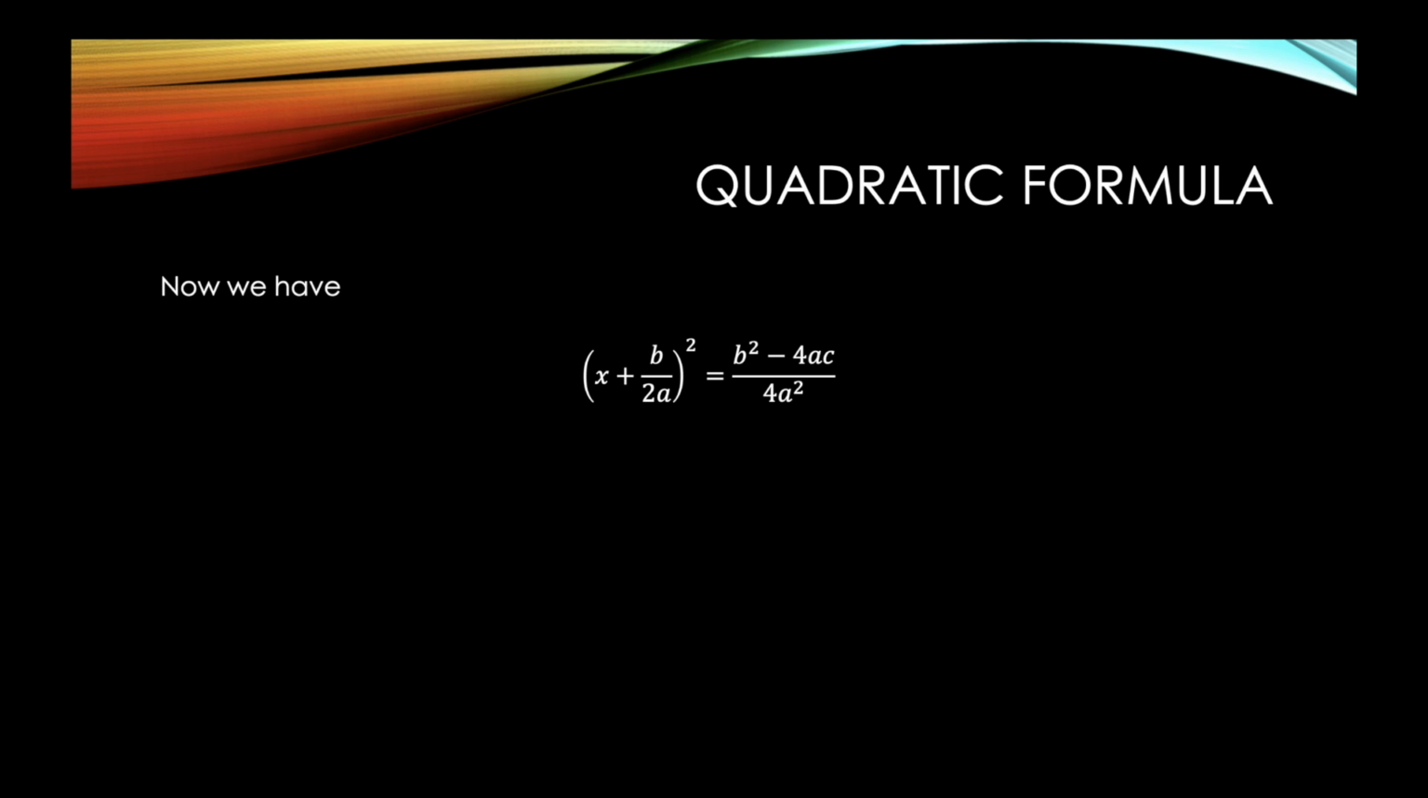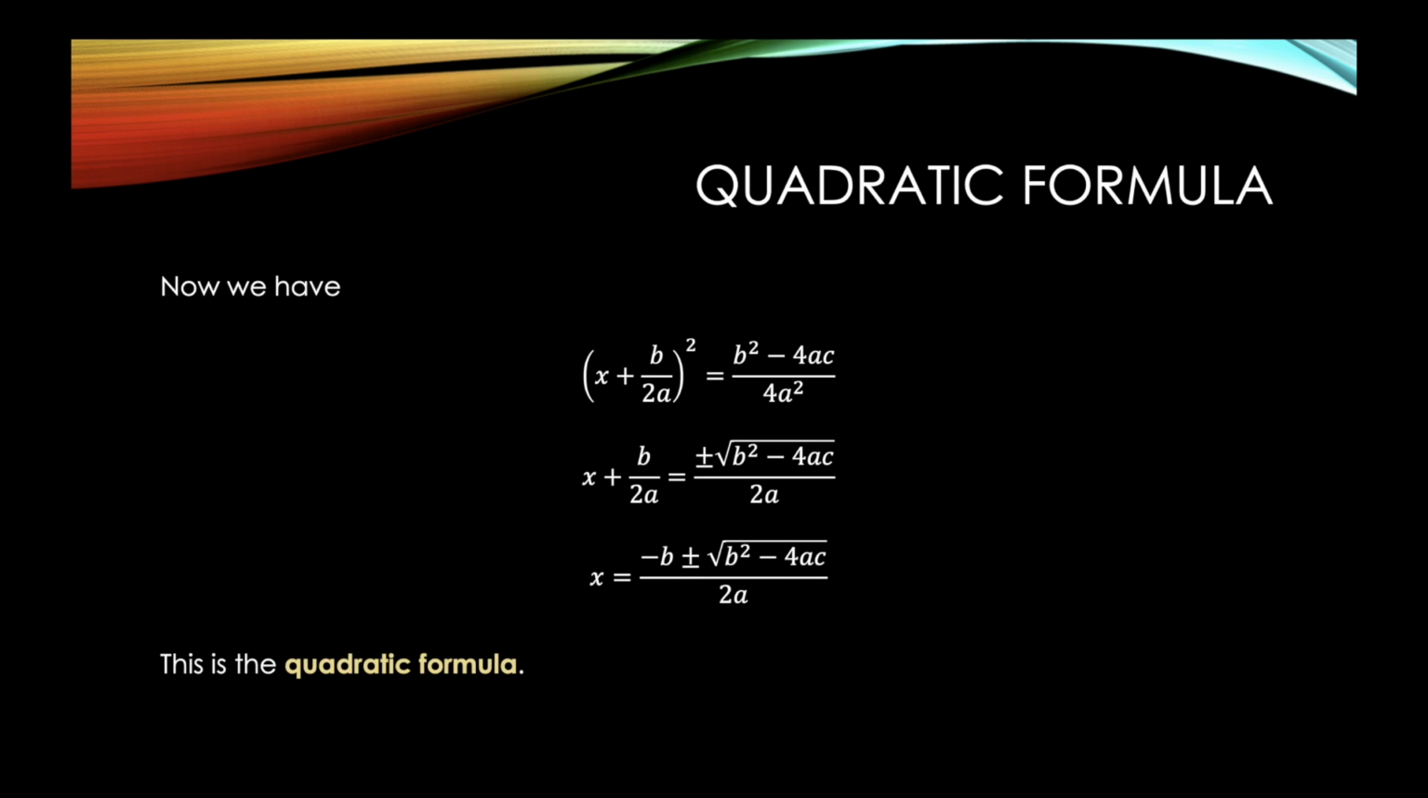This should start to become a little bit more familiar. You can then square root both sides, and remember, when you square root a number you have a positive and a negative square root. 4a squared will just square root into 2a, and now if you rearrange to get x, you actually get minus b plus or minus the square root of b squared minus 4ac, all divided by 2a. This is the quadratic formula. And that means you've actually just completed the square on any arbitrary equation and you've obtained yourself the quadratic formula.